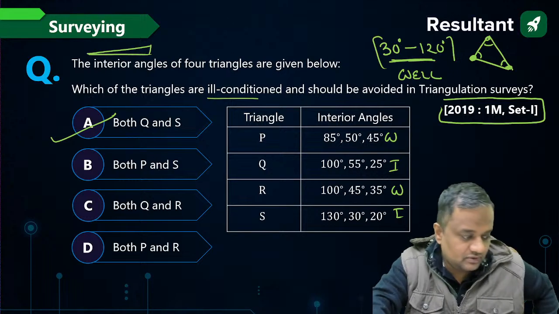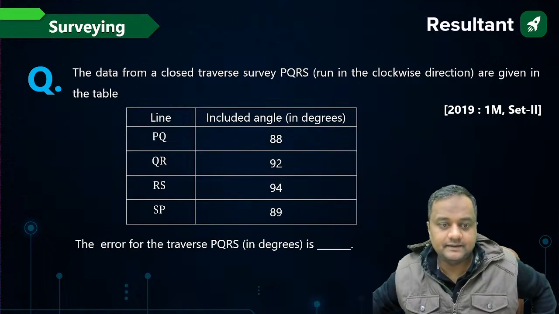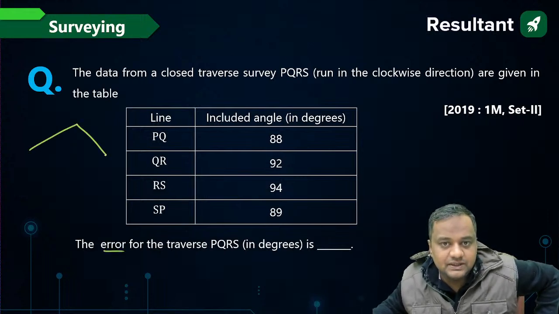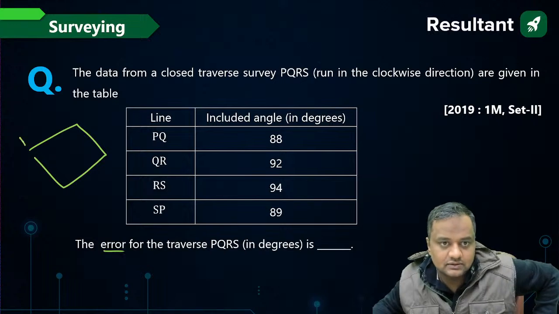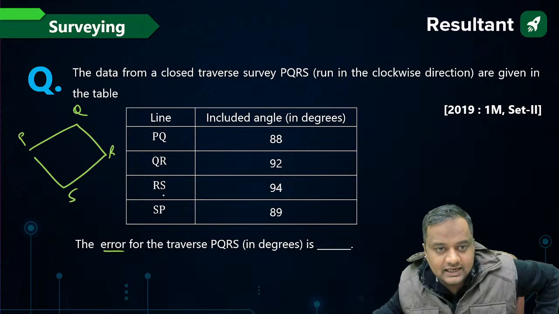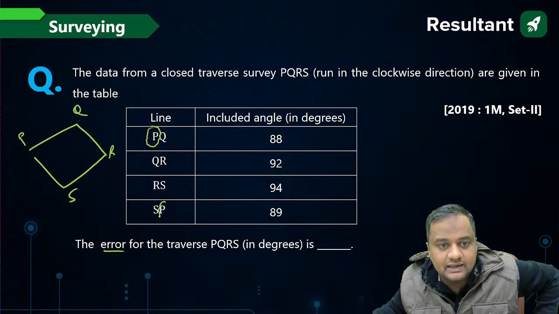Yes, civil engineers, great. Now I am asking about error. If there is a traverse PQRS, and I am starting from P and I am ending at P.